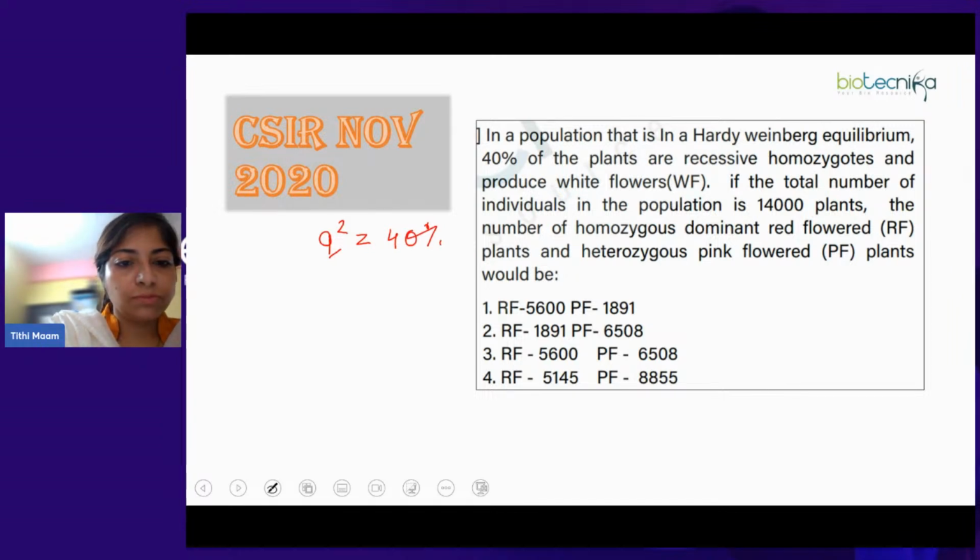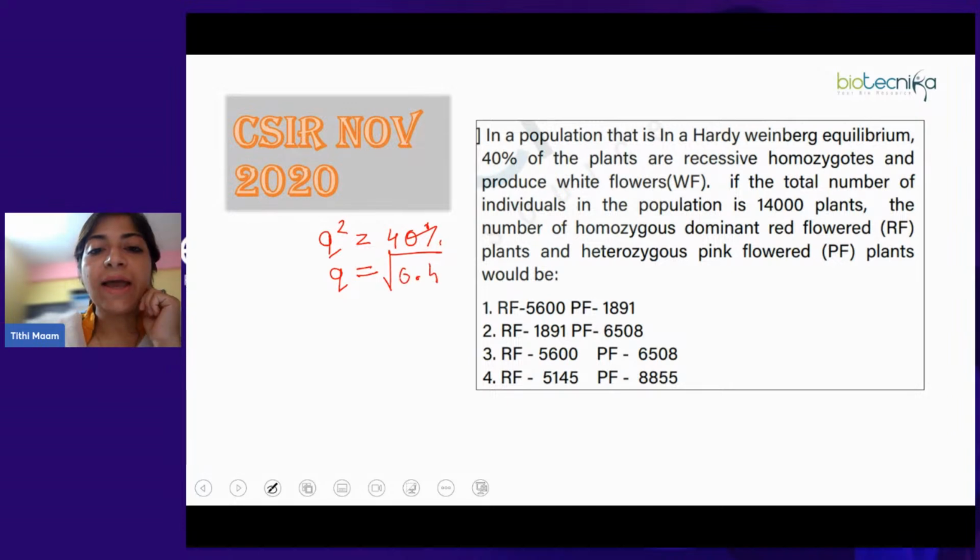Okay, so q square we have as 40%, and therefore what will be q? So q will be the square root of 0.4. Okay, so the square root of 0.4 will be equal to 0.632.